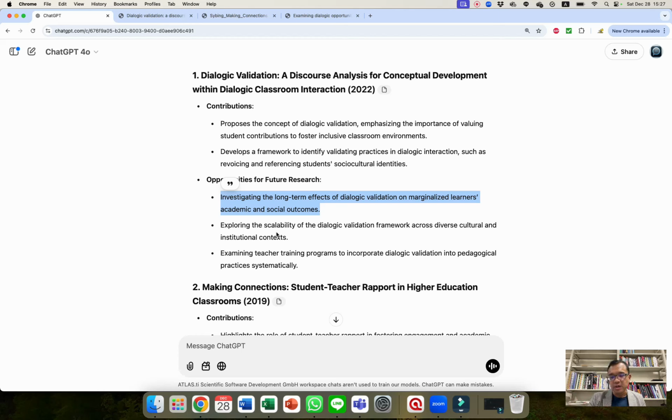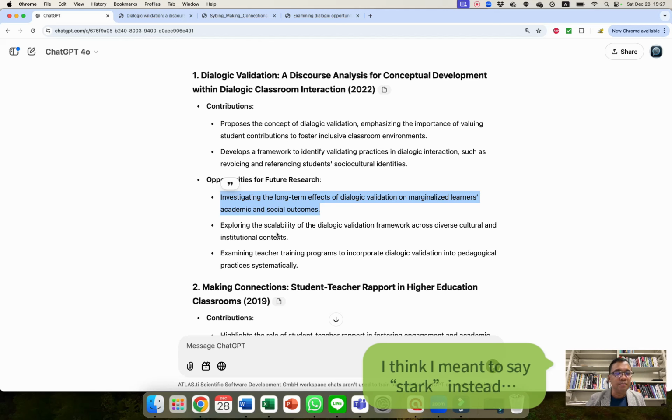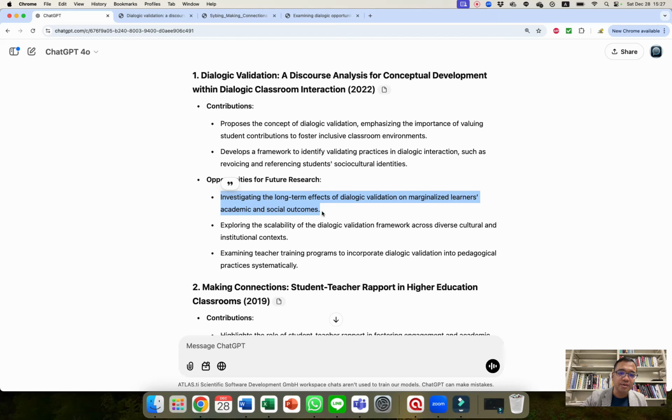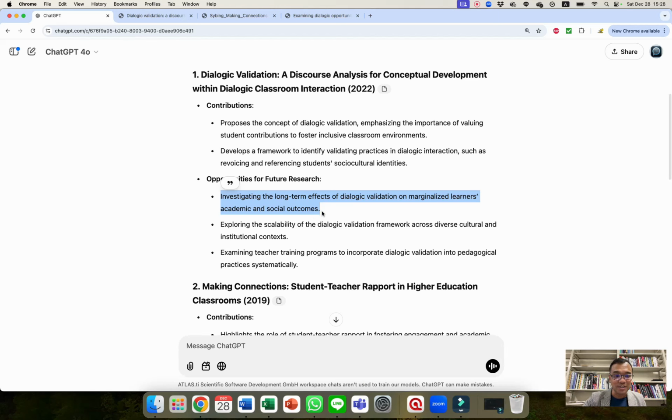This was based on an ethnographic study in a Japanese university. So students are more or less affluent in this particular context, and so the concept of marginalization is not as profound as it would be in other contexts. So this might be a good research opportunity if I have access to such a context.